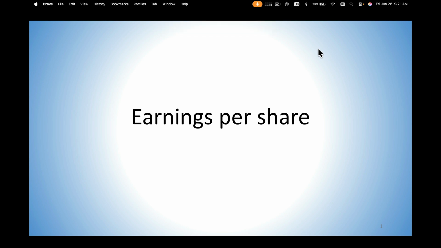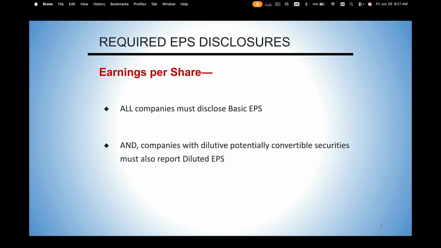Okay, today we're going to talk about earnings per share. Earnings per share is a required disclosure in U.S. financial statements that must be presented on the face of the income statement. Most other required disclosures can be included either in the financial statements themselves or in the footnotes, but not earnings per share.